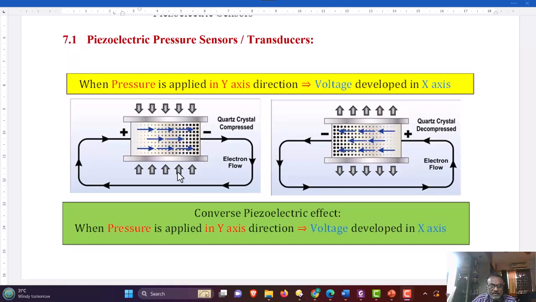When pressure is applied to the piezoelectric crystal in the y direction, say, then a voltage is developed in the x-axis direction. This happens because of the change in the charge center of the molecules. We have seen this piezoelectric effect earlier in the lectures. When the pressure direction is changed, the direction of the induced EMF is also changed.